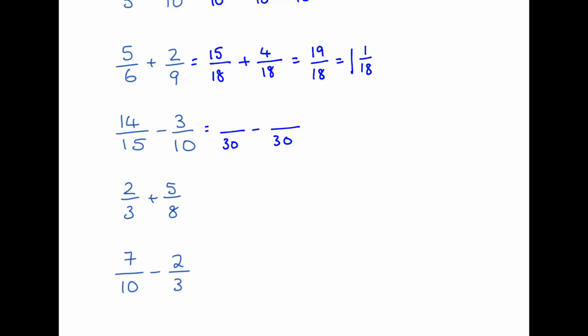So 15 has been multiplied by 2 to make 30. So 14 needs to be multiplied by 2 to give us 28 on the top. Then 10 has been multiplied by 3 to give us 30. So the 3 needs to be multiplied by 3 to give us 9. So we've got 28/30, take away 9/30 would leave us with 19/30 altogether. And that fraction won't simplify.